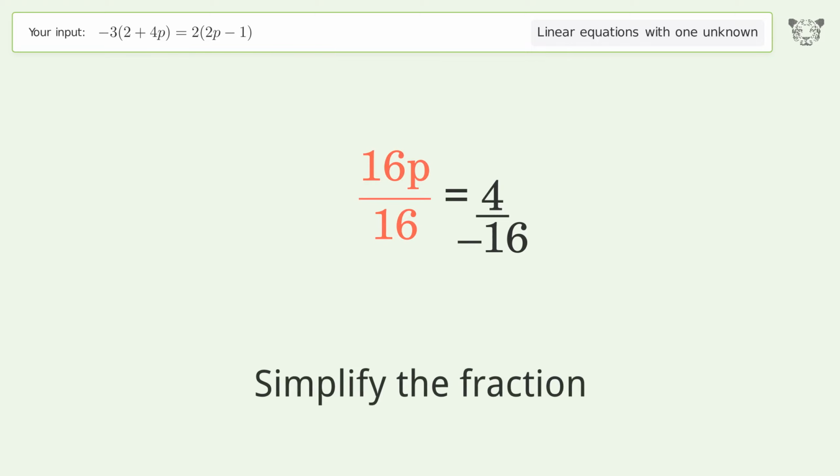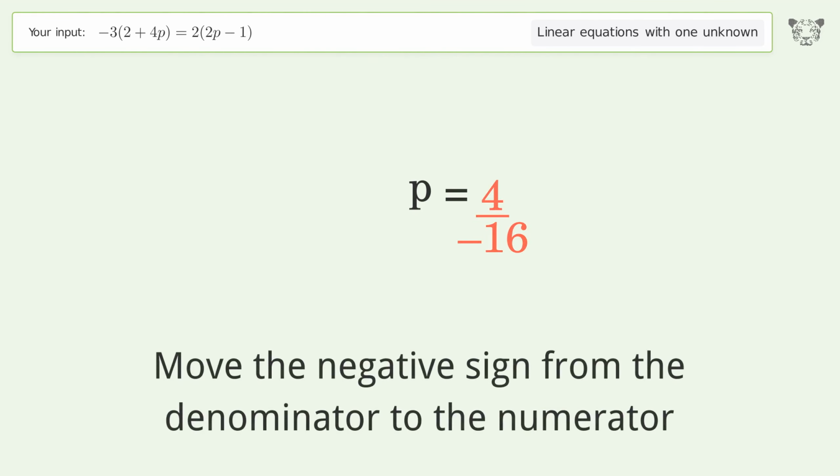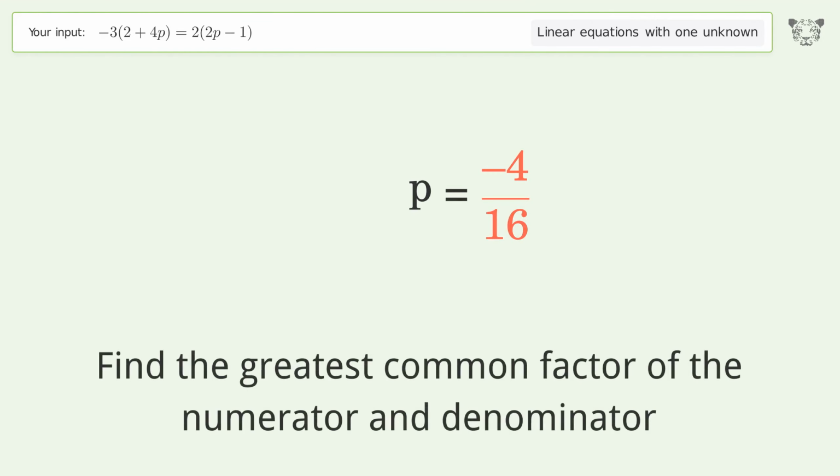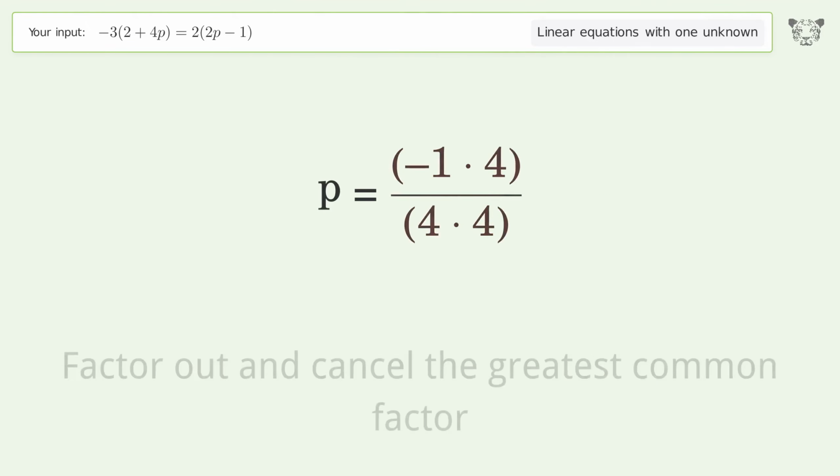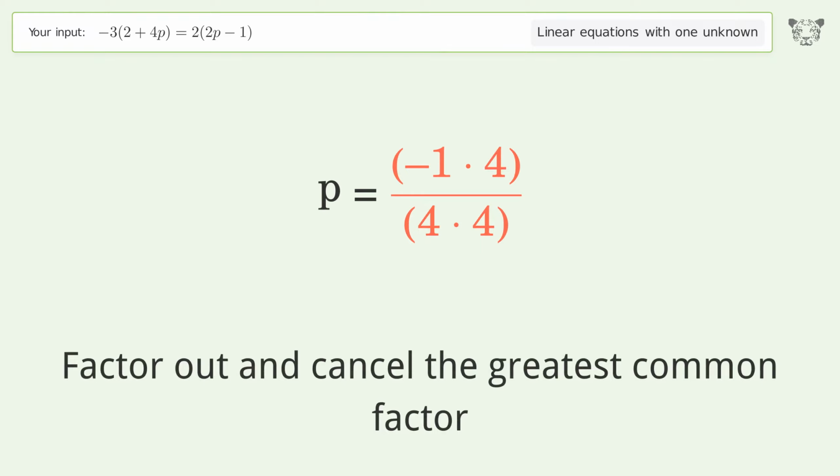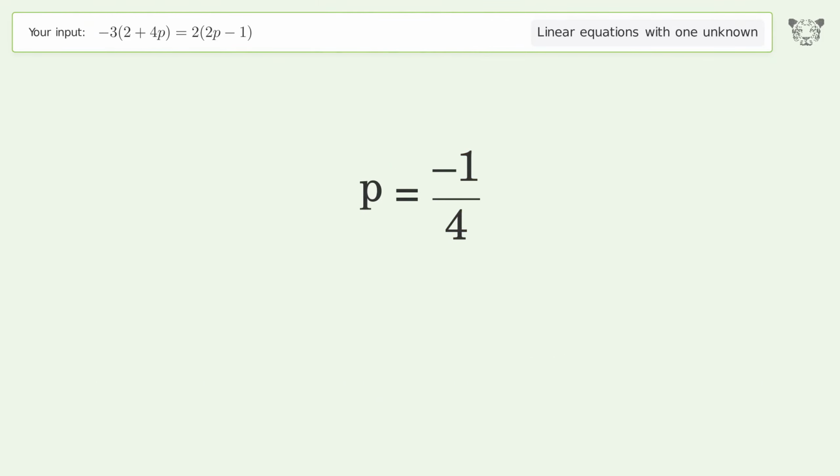Simplify the fraction. Move the negative sign from the denominator to the numerator. Find the greatest common factor of the numerator and denominator. Factor out and cancel the greatest common factor. And so the final result is p equals -1/4.